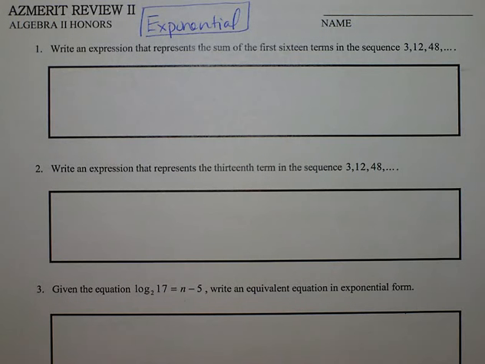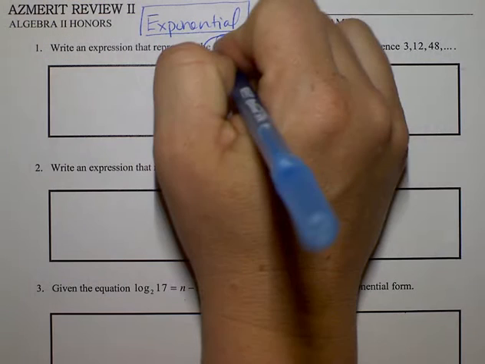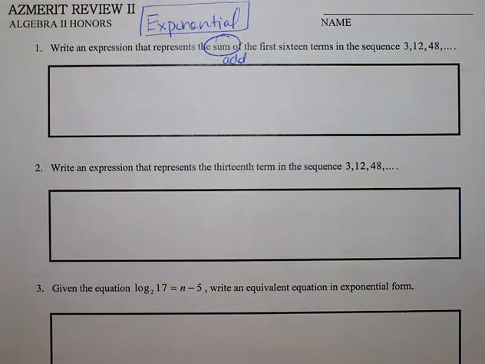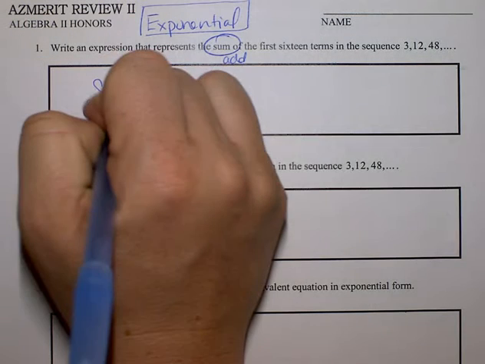And the first one says writing an expression that represents the sum. Let's circle the word sum. It means we're adding up. It represents the sum of the first 16 digits in this sequence. So this is what you have to have memorized.